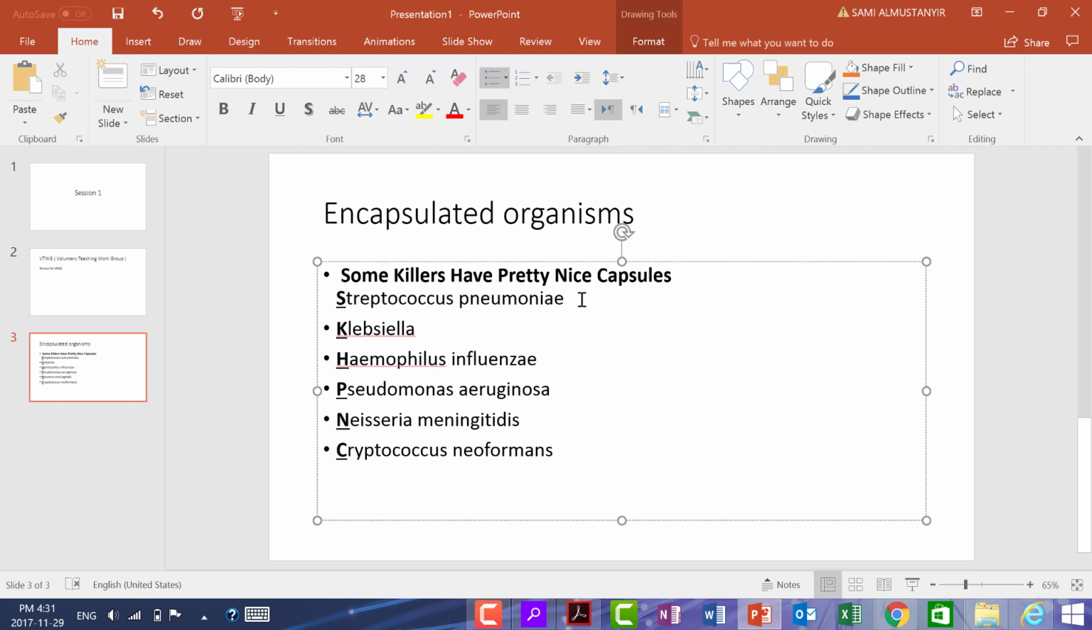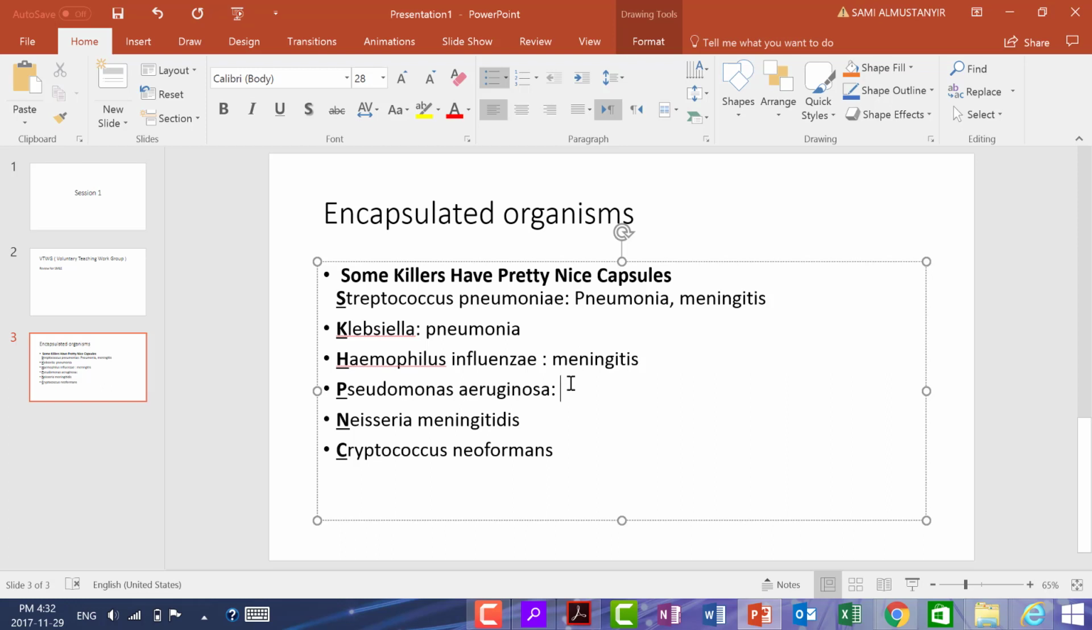Cryptococcus neoformans. The strep pneumo, one of the problems it may cause is pneumonia, and it can cause meningitis. Klebsiella can also cause pneumonia, which is often atypical. Haemophilus influenza is also a cause of meningitis, encephalitis, especially in kids, and it's HIB, Haemophilus influenza type B, but now it's reduced after giving them vaccines. Pseudomonas aeruginosa.